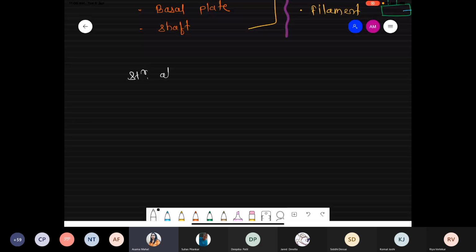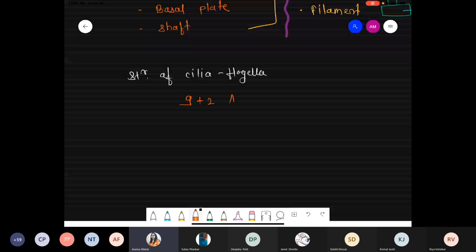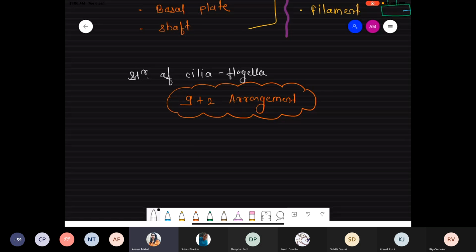Now, the next part: we are talking about the structure of cilia and flagella, and specifically they are showing the 9+2 arrangement. So what is the meaning of 9+2? Before starting the 9+2 arrangement, we try to understand one thing. This structure is a cartwheel-like structure. All the tubulin proteins are helically arranged. It looks like a circle, of a particular diameter.